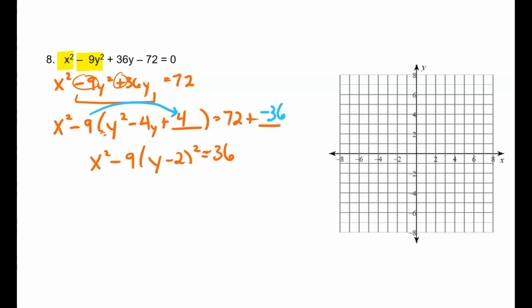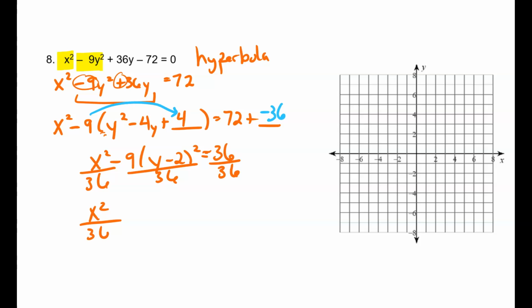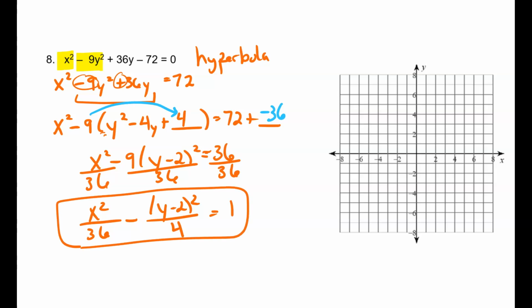Now we're changing this. Oh, by the way, I forgot to write that's a hyperbola on the top. Sorry. Then we need to remember that hyperbolas and ellipses are equal to 1 in standard form. So we divide by 36, divide by 36. So we get x squared over 36 minus the quantity y minus 2 squared all over 4, which is going to be equal to 1. So here's our standard form.